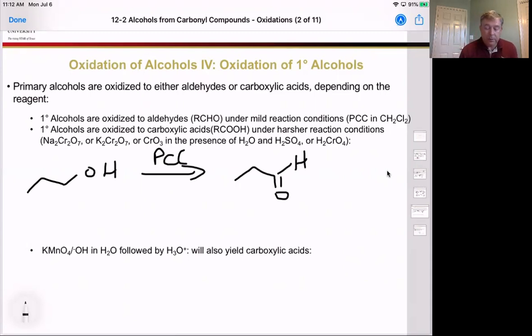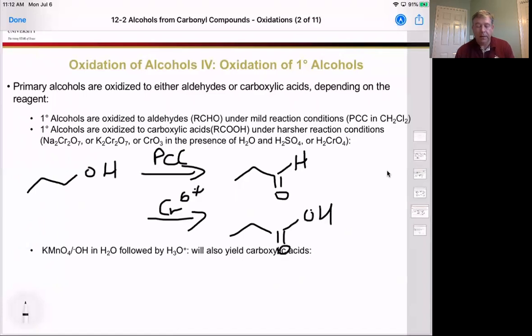However, if we were to use any of the other chromic acid derivatives, so I'm going to use the notation of chromium +6 here, any of the other ones, chromic acid or dichromate solutions, that would take it down to the carboxylic acid. Okay, so under those acidic conditions, we can selectively stop at the aldehyde or the carboxylic acid.